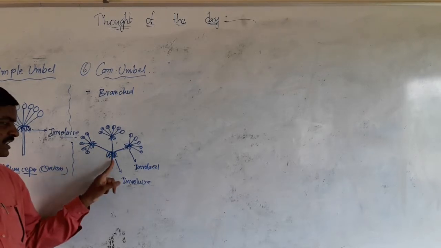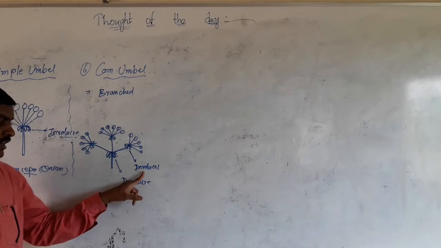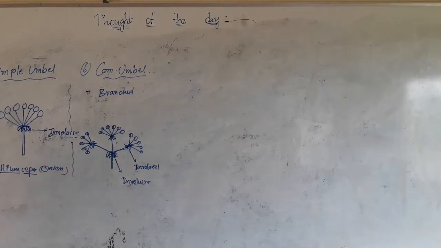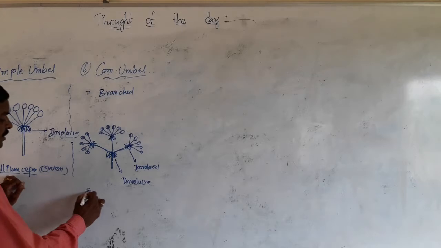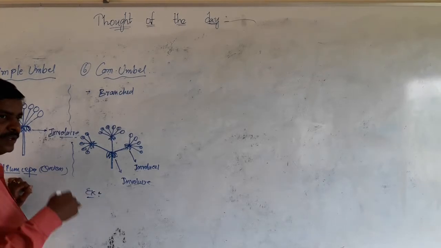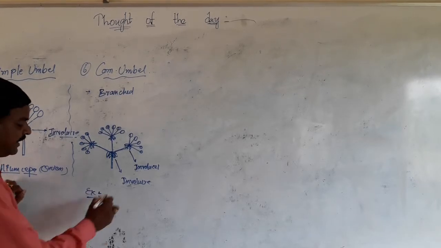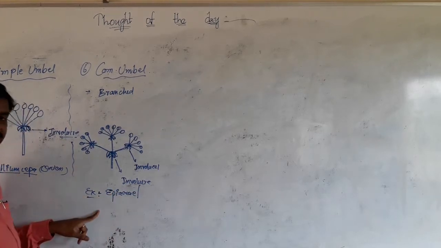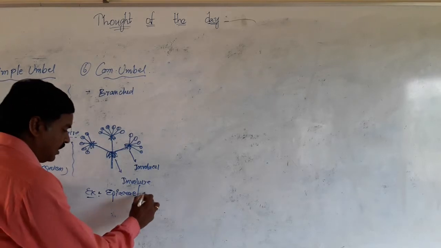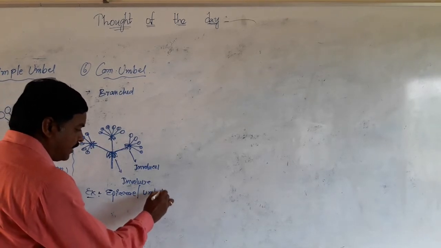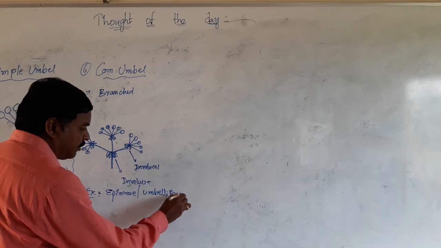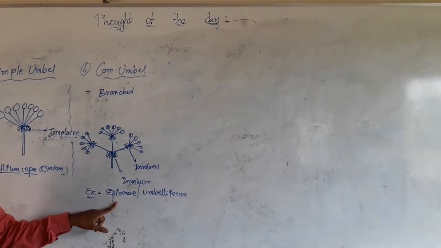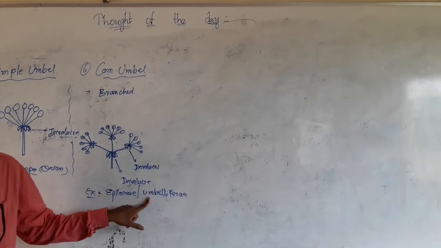Involucre of bracts are present at the basis of branches. Involucel of bracts are present at the basis of flowers. This is the inflorescence with both involucel and involucre of bracts. Some of the best examples for these members are generally present in the Apiaceae family. This Apiaceae family is also called Umbelliferae. It has two names: one is Apiaceae family and also called Umbelliferae.